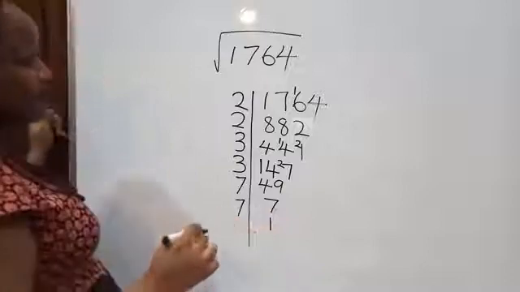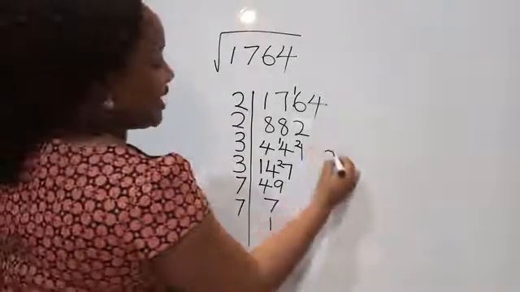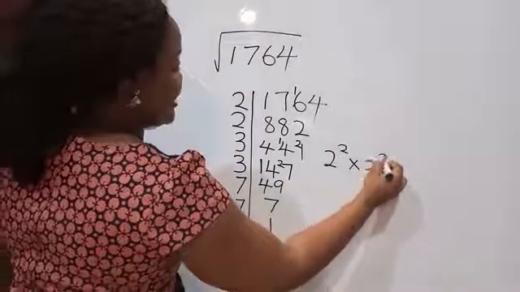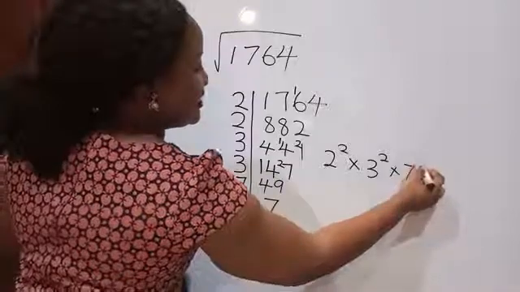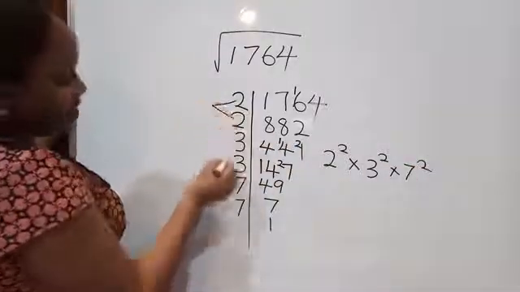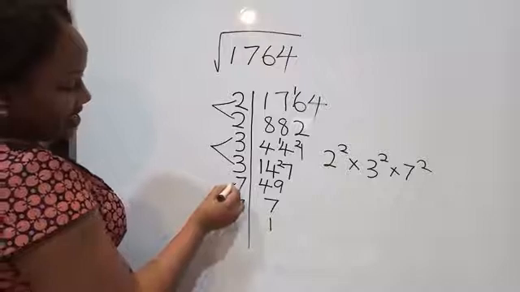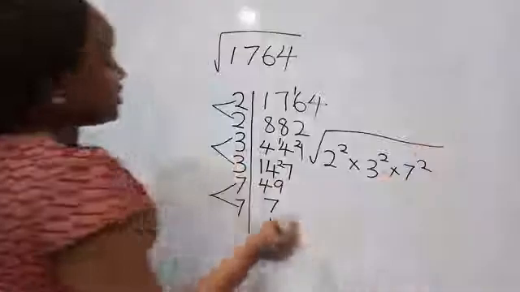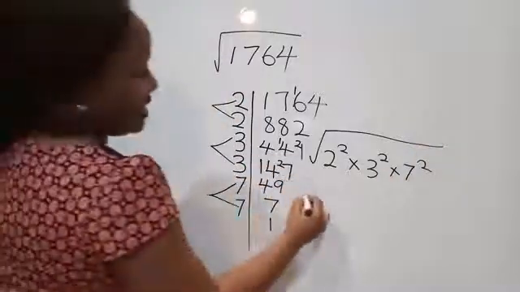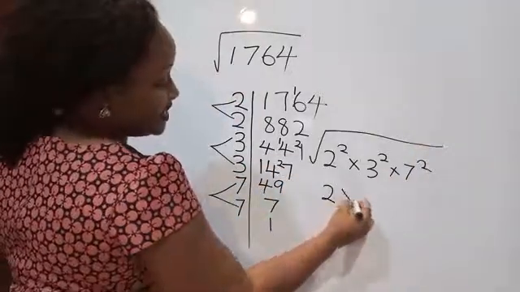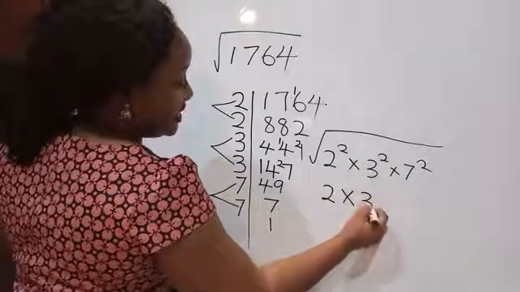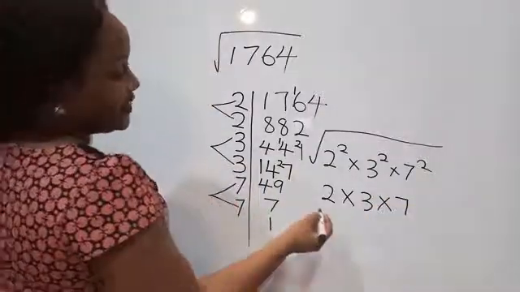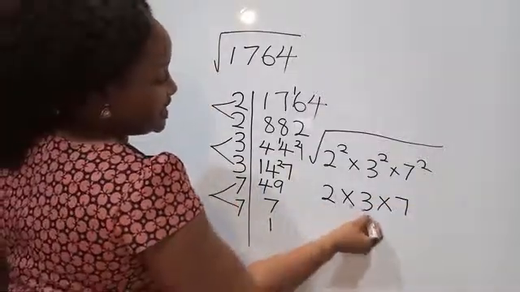So now we have 2 squared times 3 squared times 7 squared. This is 2 squared, 3 squared, 7 squared. And that is what we're supposed to find the square root of. So the square root of 2 squared is 2, times the square root of 3 squared is 3, times 7. So we have our answer: 2 times 3 is 6, times 7 is 42.